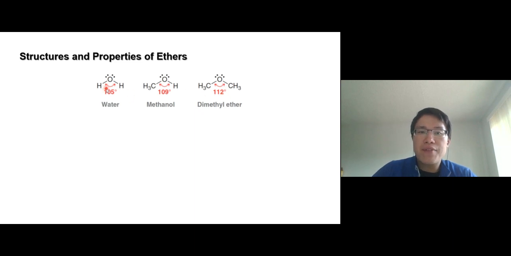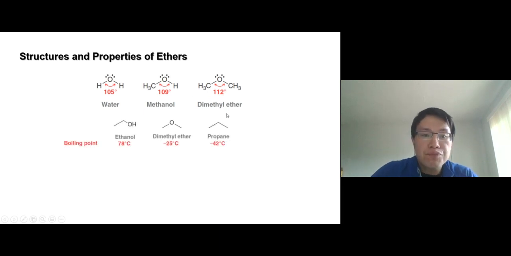If you go from water, hydrogen, to methanol, carbon, hydrogen, and dimethyl ether, carbon, carbon, the only reason the bond angle is larger is because of repulsion between the big groups right here. Small groups like two hydrogens don't have much repulsion, 105 degrees. Larger groups, 112 degrees. That's how it works.